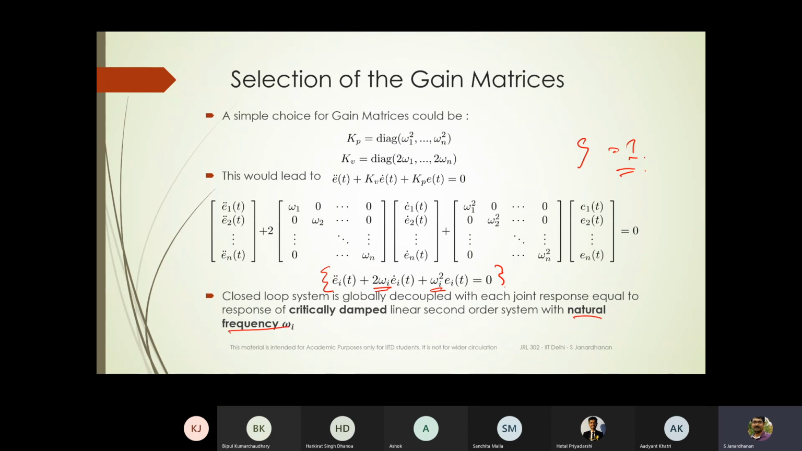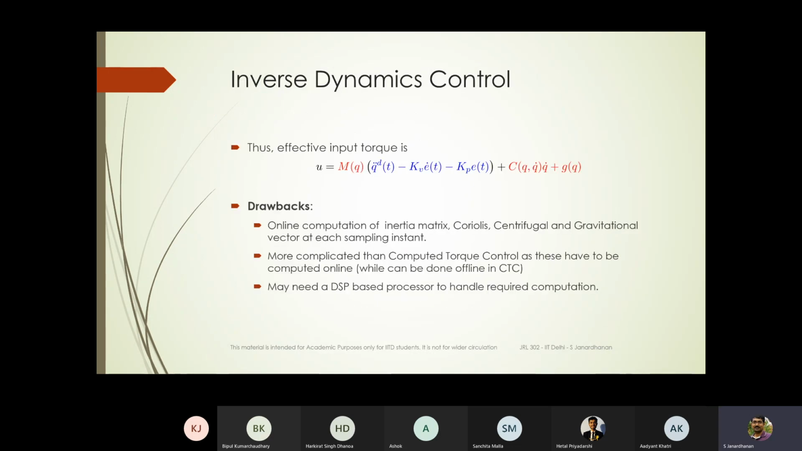So even if you're not able to exactly nail KD to be 2 omega, you may be able to get it very close to 2 omega. So the performance will be very close to the ideal case of a critically damped system. So what you have is that the effective torque is M of q into a of q, which we have calculated here, plus these two terms. Now the advantage is that you are able to track any arbitrary reference signal.